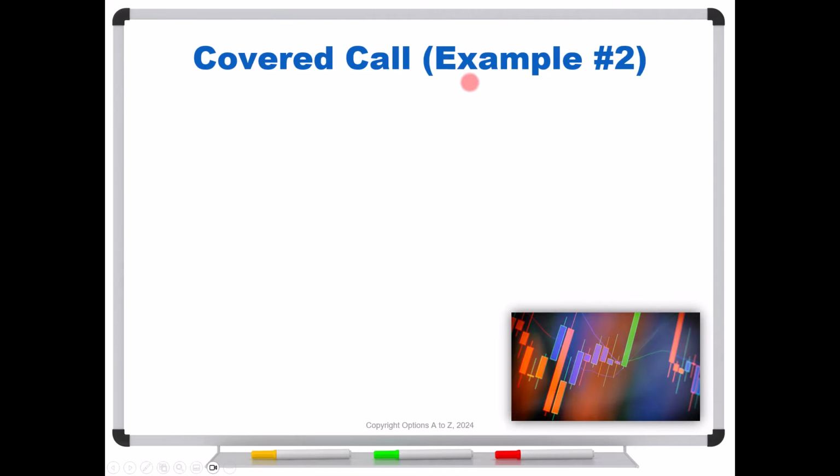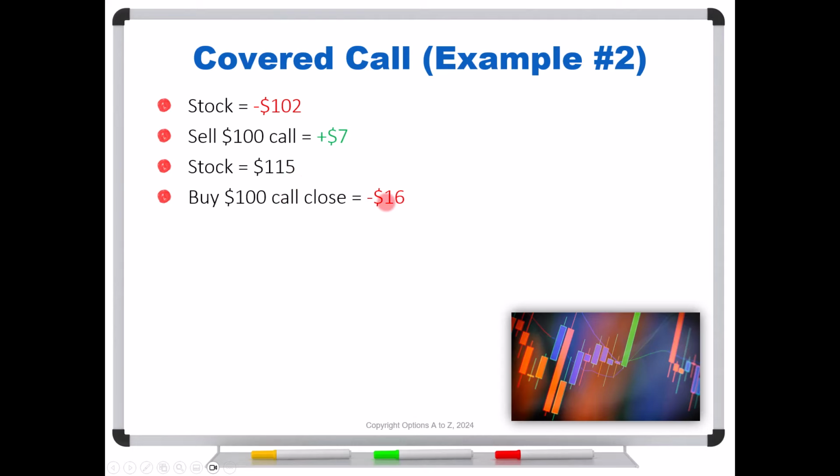Let's take a look at a second example with a covered call. Let's say the stock is 102, you spend 102 for the stock, you sell the $100 call for 7. Now you're selling it in the money. It's 2 bucks in the money, but you're collecting 7. The stock rises to 115, you buy the $100 call to close for 16 bucks, and the question is, did you gain or lose money?